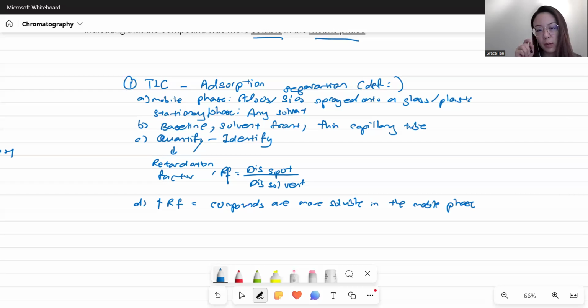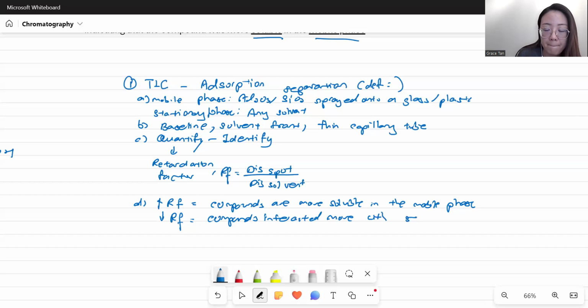Then you may want to write what the intermolecular forces are. But for that particular question, I can't write it, because they just say polar. If you want to say permanent dipole or hydrogen bonding, it's still quite vague, because for polar we don't know what solvent they use, which is claimed to be more polar. So we can't really comment on what type of interaction. Low retardation factor means compounds interacted more with the stationary phase. That sums up the thin layer chromatography section.